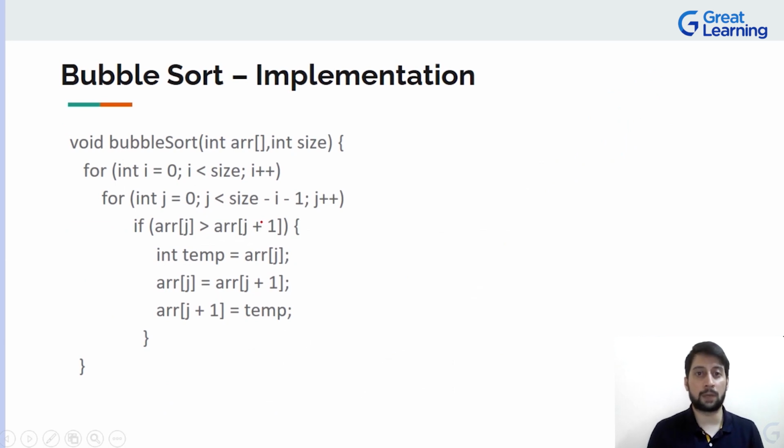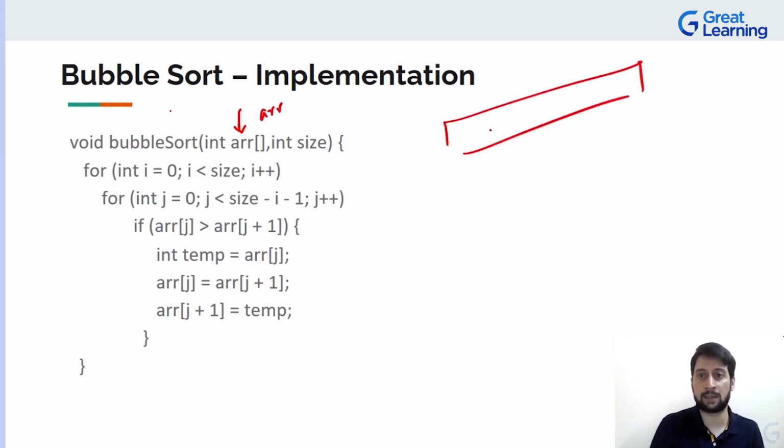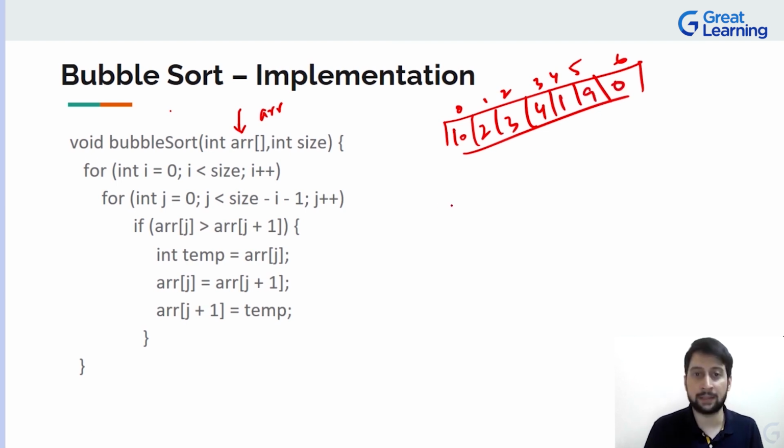Now let's talk about bubble sort implementation. This is the method wherein we are implementing our bubble sort. In this method, the first argument is the array. Let's suppose we have 0, 1, 2, 3, 4, 5, 6, and then 2, 3, then 4, then 1, 9, and 0. These are the elements in the array.